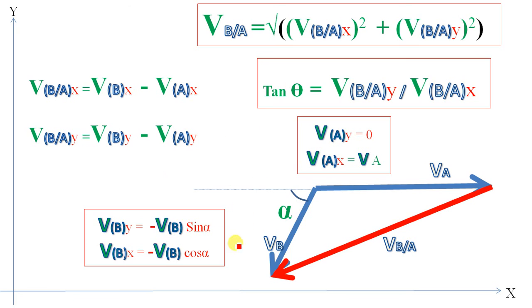Now substitute those values: with Vbx over here you will get Vbax, and with Vby over here you will get Vbay. Now tan of theta, that we find as Vbay upon Vbax, that is the relative velocity in y direction divided by the relative velocity in x direction, will give you tan theta. So theta is equal to tan inverse of this whole term.